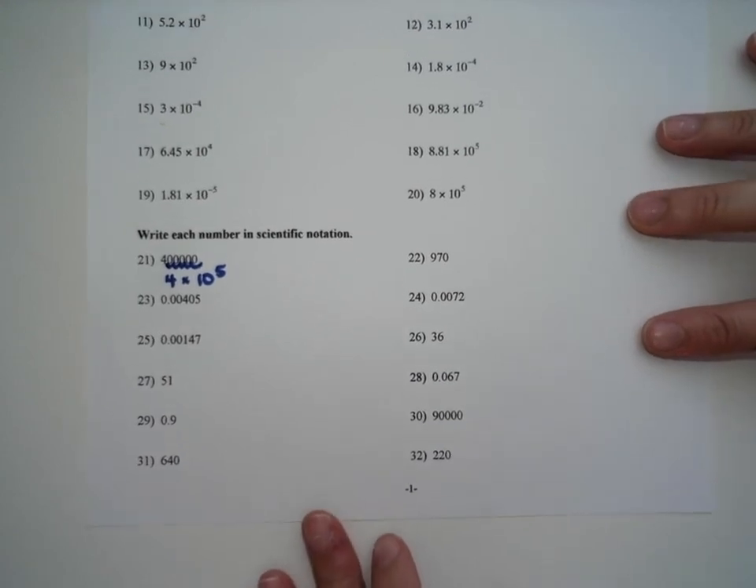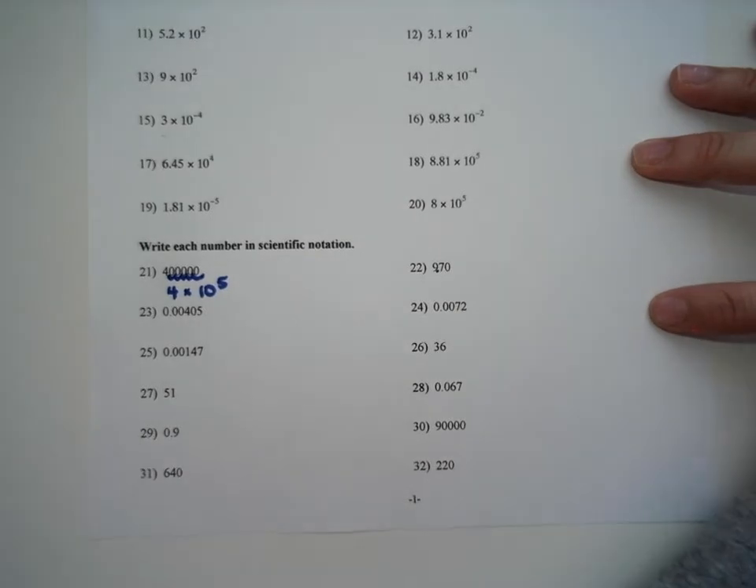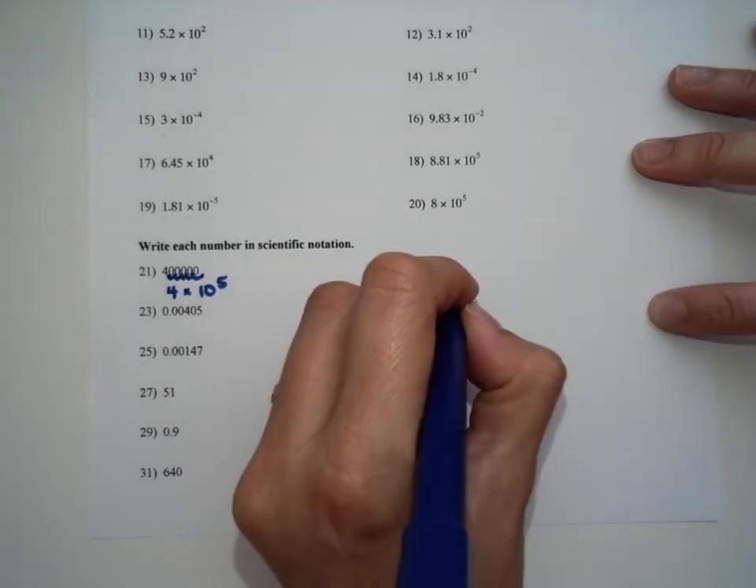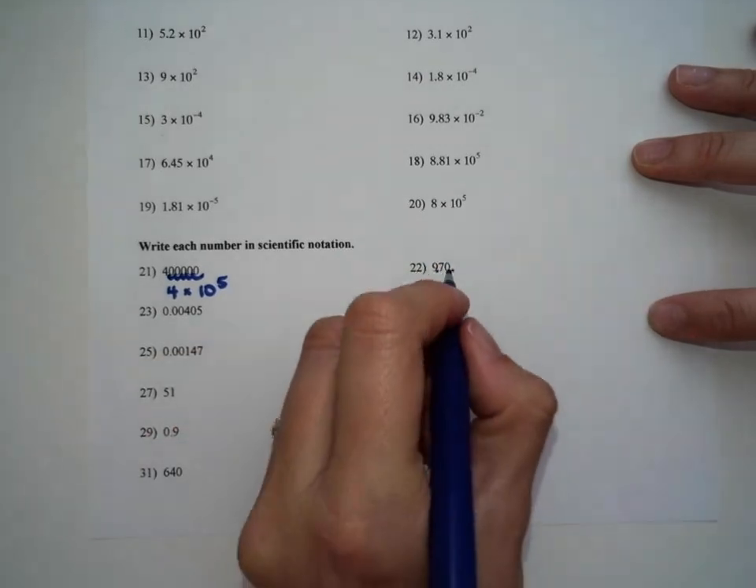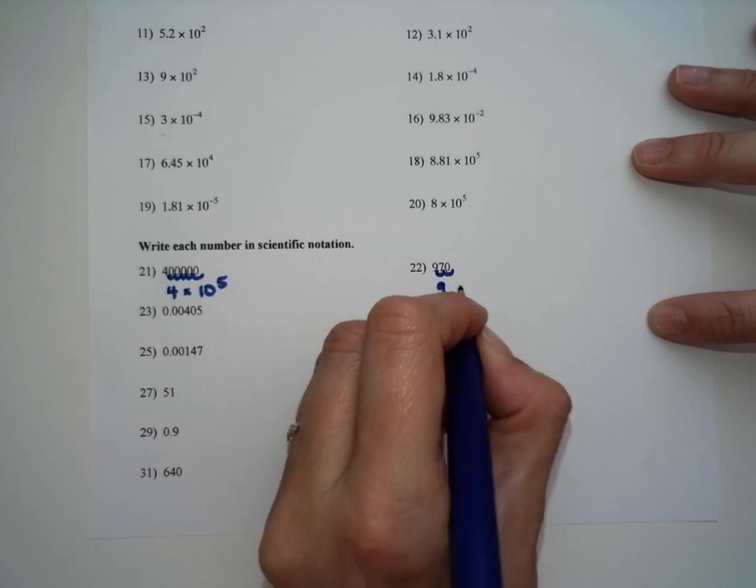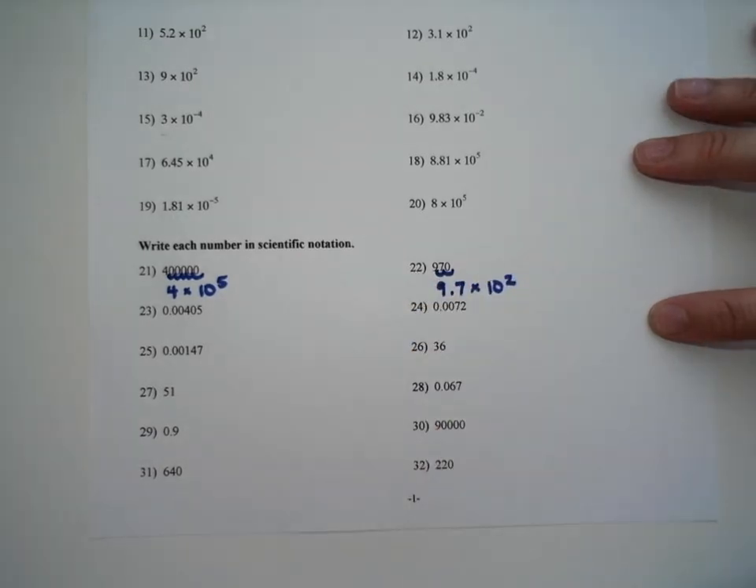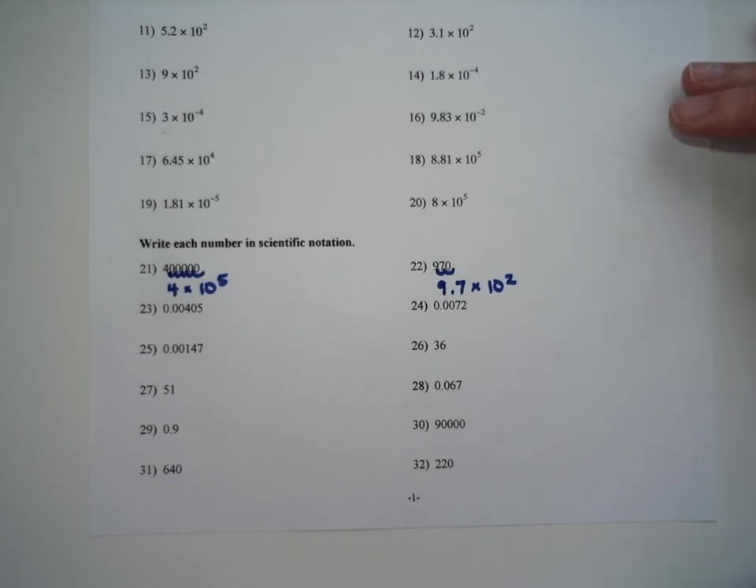And for 22, a number between 1 and 10 would be 9.7. And then to get it where my decimal currently is at the end, I have to move it 2 times to the right. So this is 9.7 times 10 to the 2nd power. Okay, go ahead and complete your scientific notation assignment.